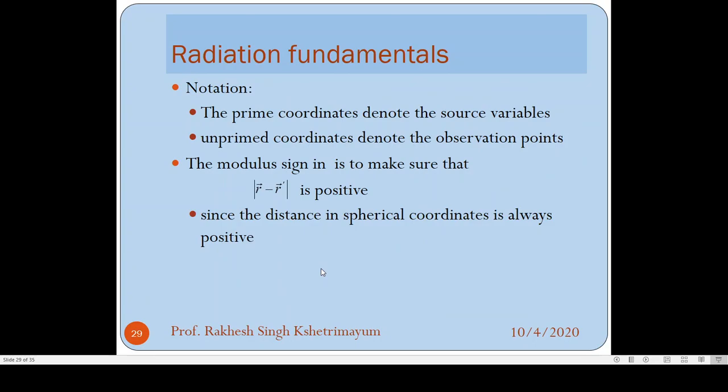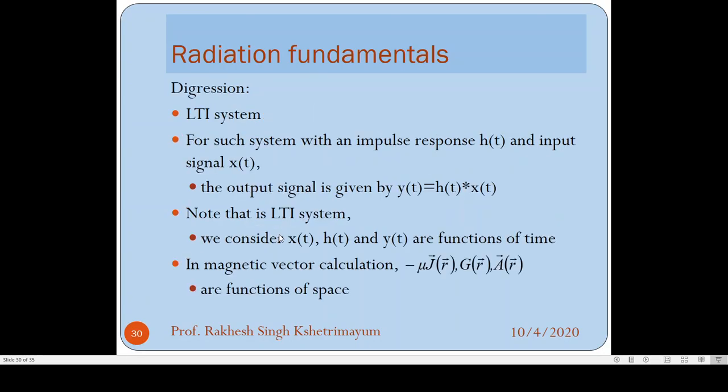Here the primed coordinates denote the source variable, and the unprimed coordinates denote the observation points. So r is the position of the observation point, and r prime is the position of the source. Let us analyze the similarity between this calculation of the magnetic vector potential from the Green's function and any current density J, and what you do for an LTI system. In a linear time invariant system, let's say you have the impulse response of the system as h(t). For any arbitrary input x(t), the output y(t) is the convolution of x(t) and h(t).